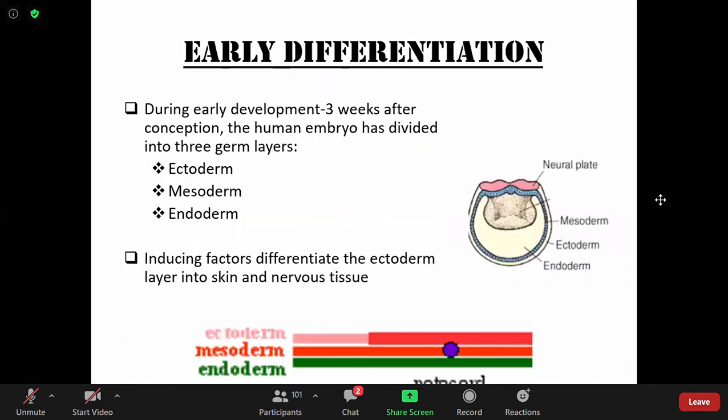We said before how your neurons, your different cells in your brain, came out. So we said that after 3 weeks of conception, you have the embryo, which is divided into ectoderm, mesoderm, and endoderm. And there are inducing factors which become nervous tissue.